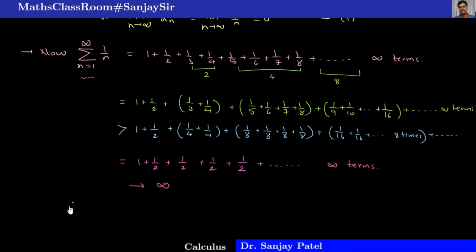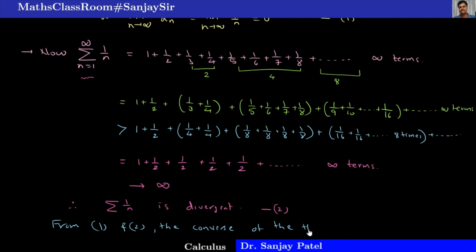So therefore I can say that this sum sigma 1 upon n is also infinity, and in other words this sigma 1 upon n is not convergent, or it is a divergent series. Okay. So this is number 2. From 1 and 2, we can say the converse of the above theorem is not true.